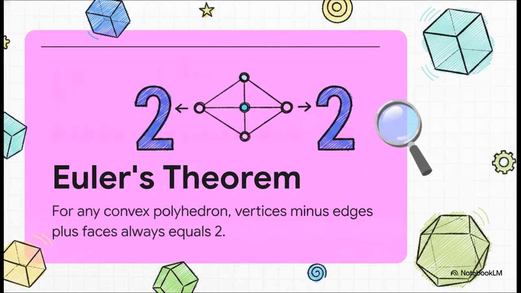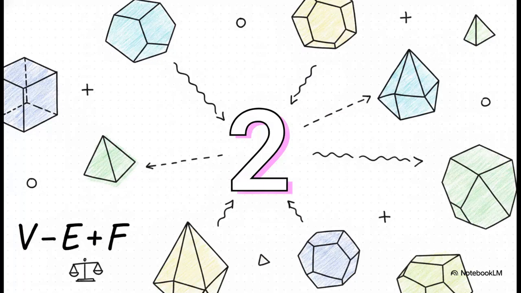Think of this formula as a profound universal secret that perfectly mathematically balances out three-dimensional objects. Now, the absolutely crucial takeaway here is that number 2. V minus E plus F will always equal exactly 2, not 1.9, not 3, always exactly 2. You can dream up the most chaotic, jagged, crazy, multifaceted convex shape imaginable, and when you actually sit down and do the math, it will always collapse elegantly down to this one single digit. No way, right? But it's true.